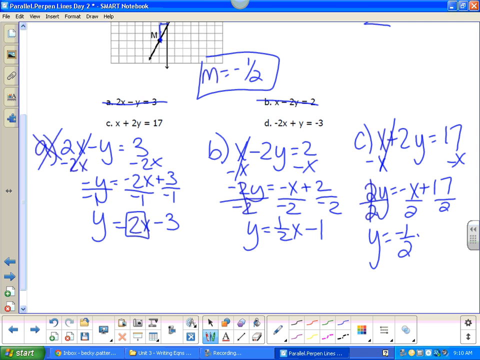There it is. Negative 1/2 x plus, let's see, that'd be 8.5. That's got my slope that I want, so that's my winner.